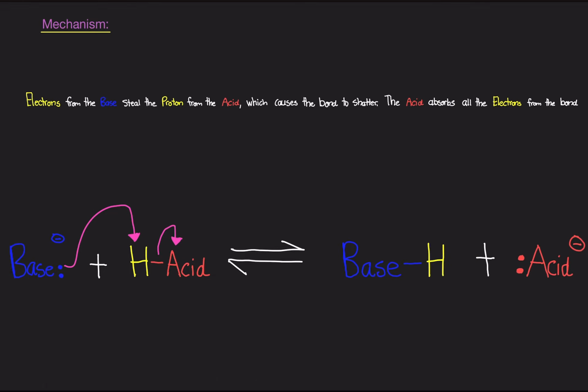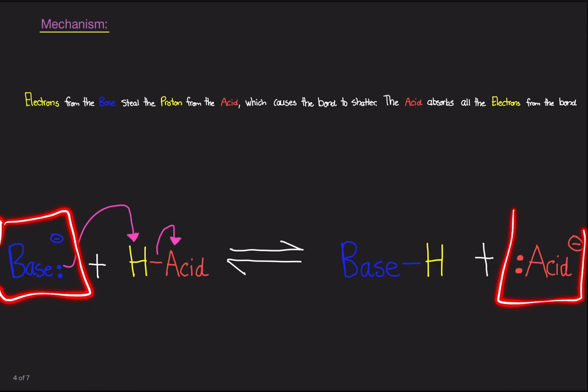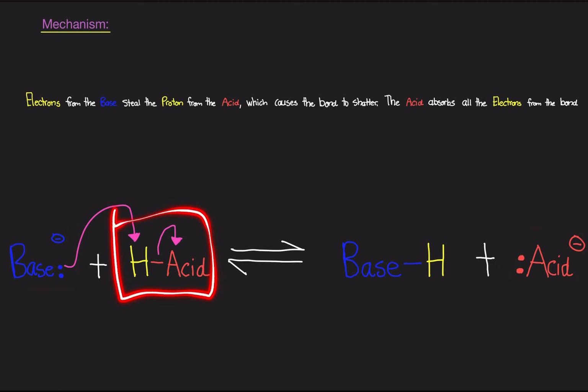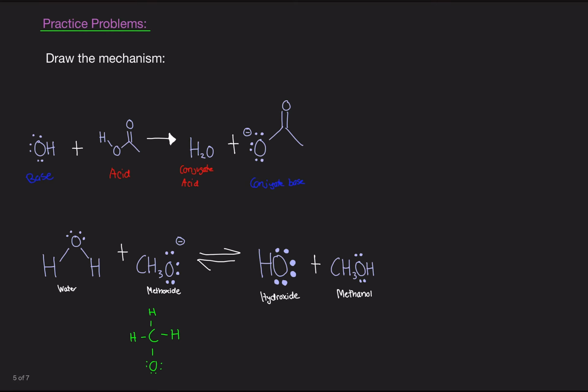Now, if you notice, this is the exact opposite. So notice, in the reactant side, the base has the electrons, the lone pair, but on the product side, now the acid has the lone pair. Now the proton, in the reactant side, the acid has the proton. In the product side, the base has the proton now. So everything's just being flip-flopped here. So let's do practice problems now.